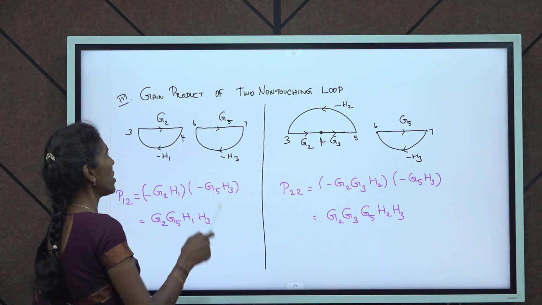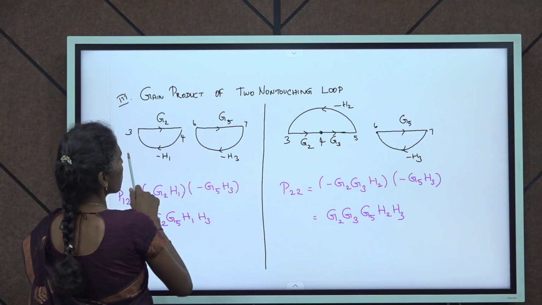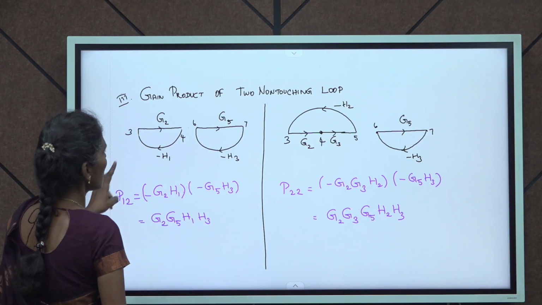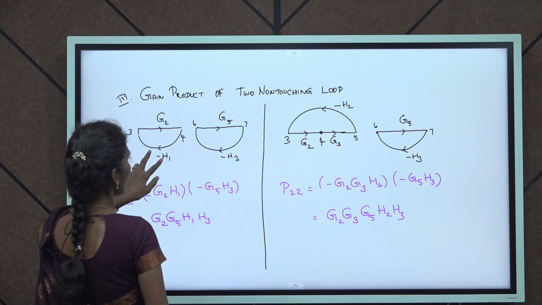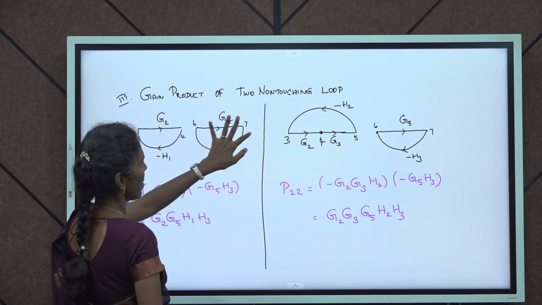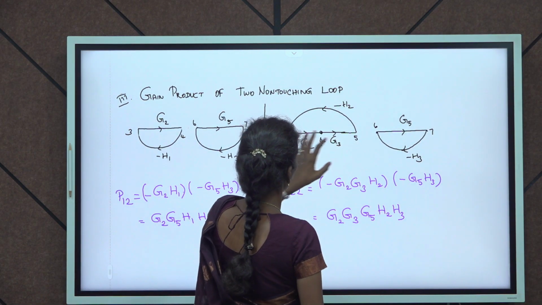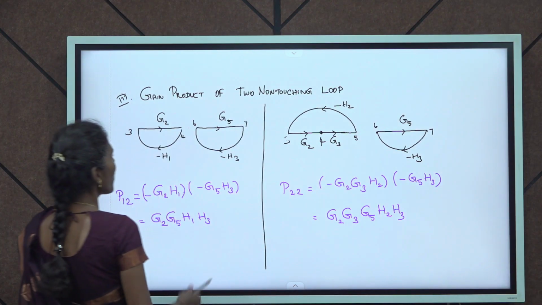Next step, in step 3, we need to find the gain product of 2 non-touching loops. Already mentioned, the same node should not be shared with the loops. So in this problem we can come to the conclusion that there are 2 possible non-touching loops. One, the node 3, 4 is not touched with the loop 6 and 7. Similarly, the node 6 and 7 is not touched with the loop 3, 4, 5. So here also we have to find gain 2.